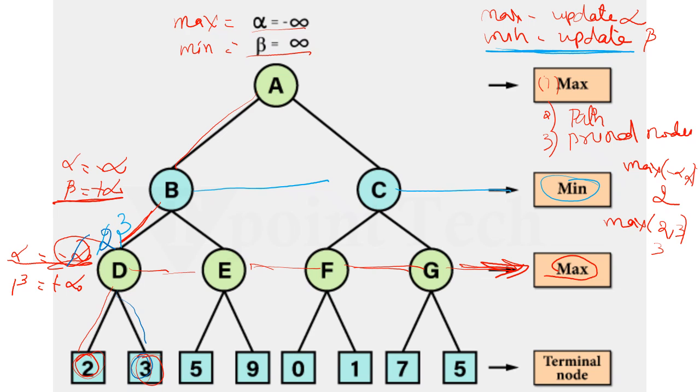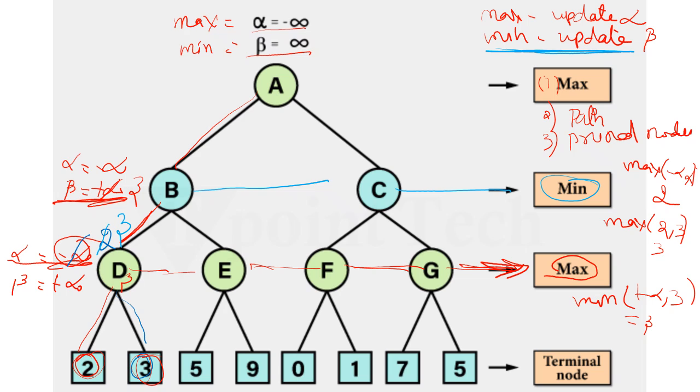Do not touch alpha. So what is the existing value of beta? Plus infinity. What is the node value of D? Its child node is 3 only, so we have to check with its child value. So min of the existing value of beta, which is plus infinity, comma, its child D, whose node value is 3. Which one is minimum? 3 is minimum. So the plus infinity is replaced by 3. So the new value of B is equal to 3.